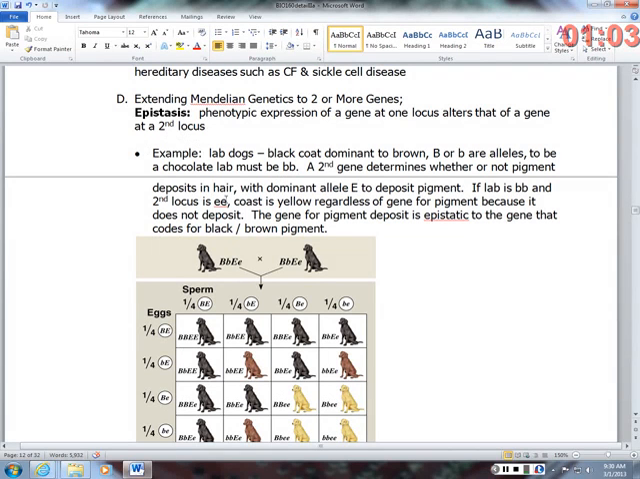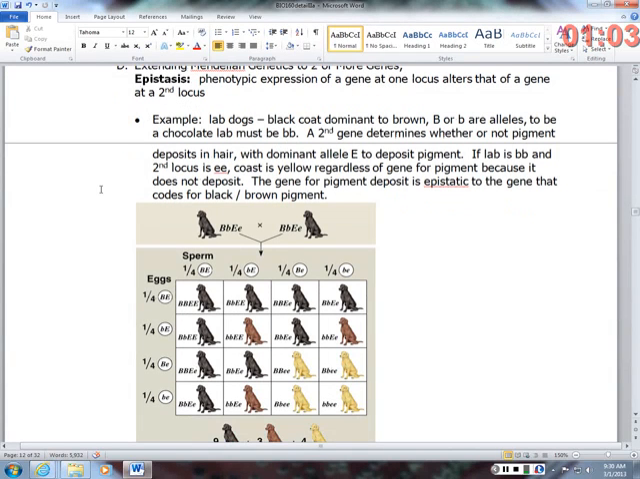There's a second gene involved that's going to determine whether or not to deposit the pigment, regardless of what color. So if you're a yellow lab, you don't deposit pigment. You can still carry genes for brown coats and black coats, you just don't deposit the pigment. If you're a black or a brown lab, you have the gene that says deposit your pigment. So the color is actually determined by these two genes. So if the lab is BB and the second locus is ee, it's going to be a yellow coat regardless of what color gene it gets for the pigment, because it just doesn't deposit it.